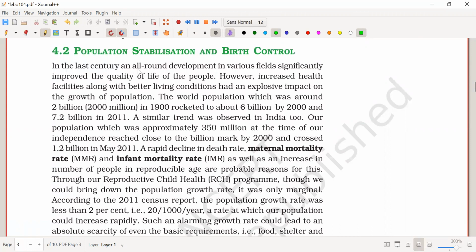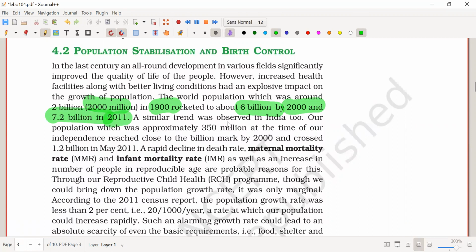In the last century, an all-round development in various fields significantly improved the quality of life of people. However, increased health facilities along with better living conditions had an explosive impact on the growth of population. The world population, which was around 2 billion, 2000 million in 1900, rocketed to 6 billion by 2000 and 7.2 billion in 2011.